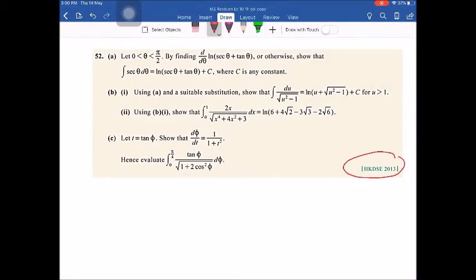Now we go to HKDSE year 2013. This question appears on revision exercise 10, question 52.